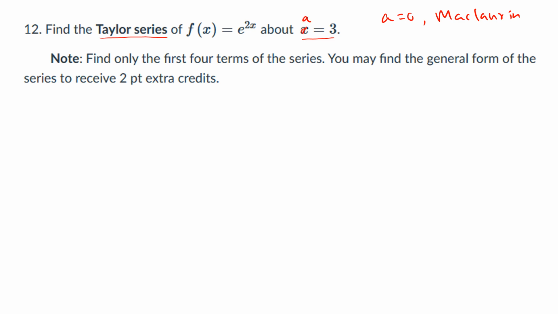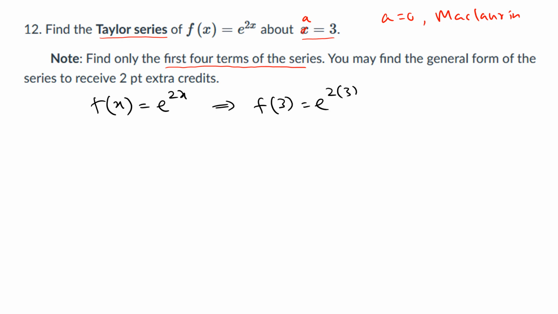But they're asking to find only the first four terms, so be careful with that. They say find the first four terms. So we know that what we need is the derivatives. So let's go for that. We have f(x) equal e to the 2x. So we're going to plug in the constant here. So it is f(3). If you plug in 3, it is e to the 2 times 3, so e to the 6. Now take the first derivative. You know that it is 2e^(2x). Evaluate at 3, so you get 2e^6.